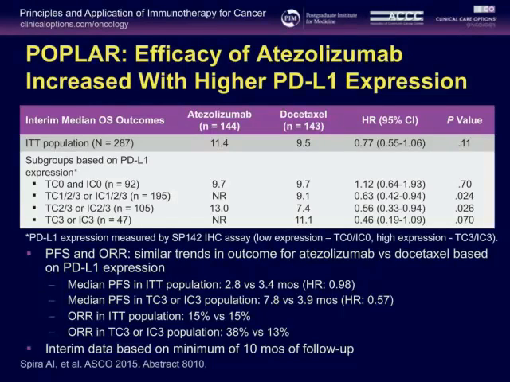For progression-free survival and overall response, there are similar trends in outcomes for atezolizumab versus docetaxel based on PD-L1 expression. In all patients, there wasn't a big difference between those getting atezolizumab versus docetaxel. In the patients with the highest level of expression, the level 3s, there was a hazard ratio of 0.57 favoring atezolizumab for progression-free survival. The overall response in all comers was the same at 15%, but at the level 3s, response rate was nearly 40% versus only 13% with docetaxel. This is interim analysis, more data to come, but really in this particular drug emphasizing the PD-L1 expression.